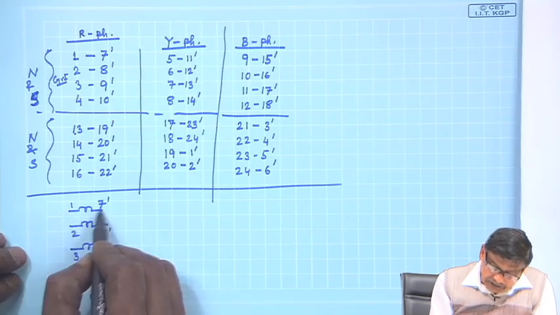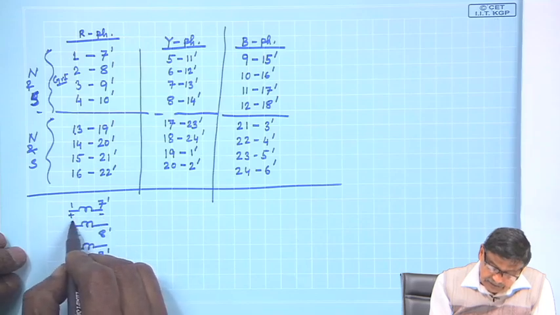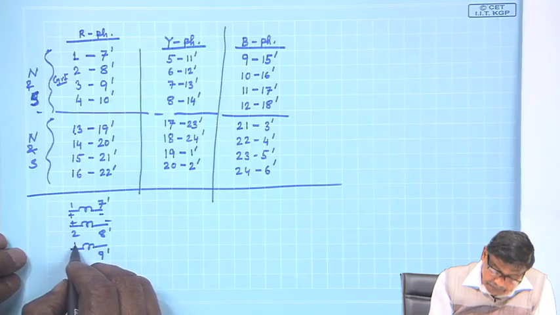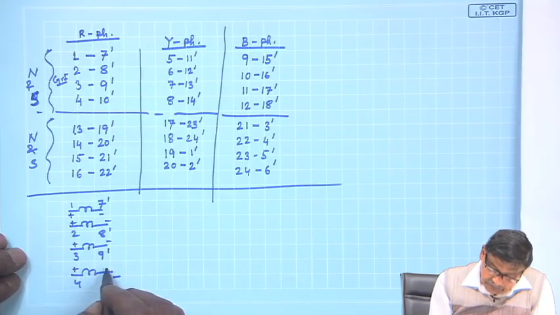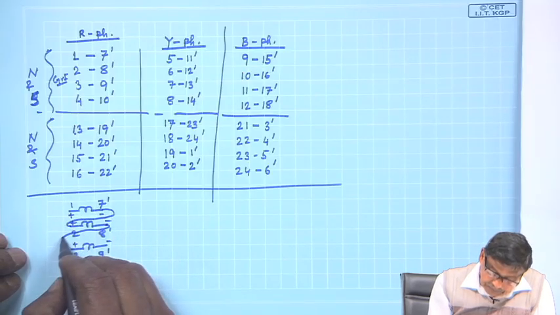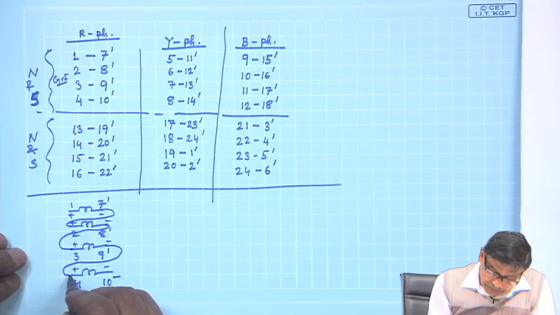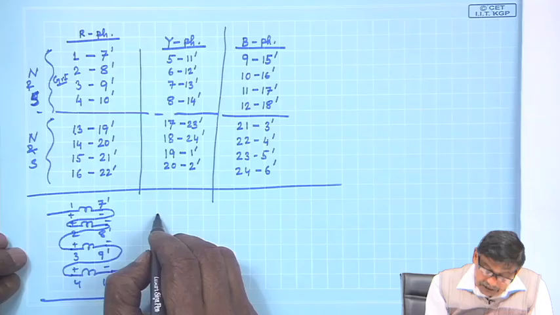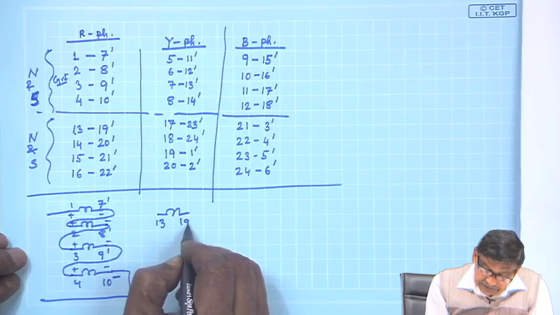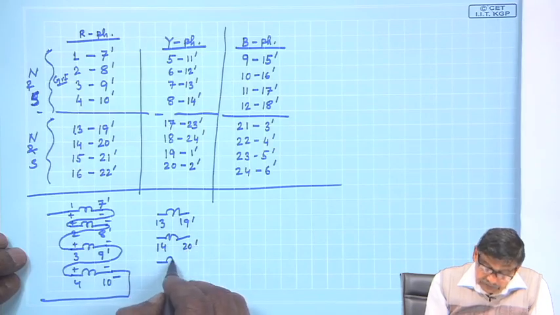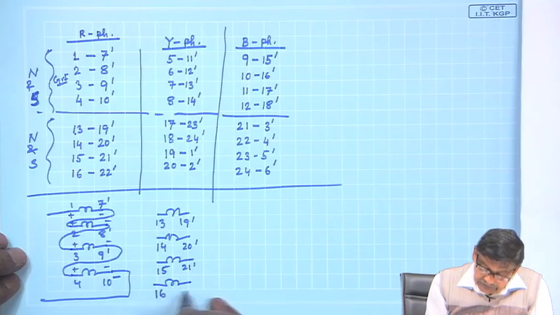And potential of 1 with respect to 7 dashed, plus minus, this will be plus minus, and this will be plus minus, this will be plus minus, and you connect this in series to get the first group of R phase. Second group of R phase will be 13, 19 dashed, quickly let me do 14, 20 dashed, 15, 21 dashed and 16, 22 dashed.